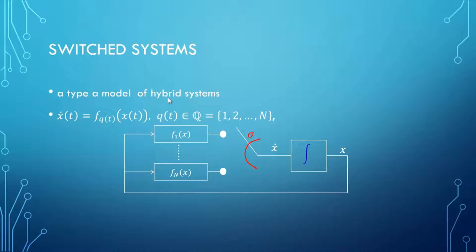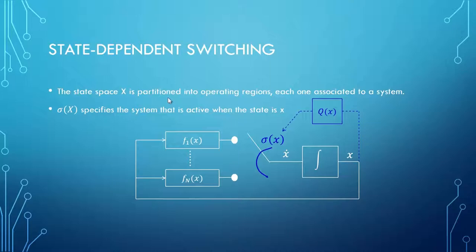The only discrete state is this sigma, which determines which system, which dynamics you are in, okay? So only one of these subsystems will be activated at one time, okay? And there are some rules. Here is state dependence region. So the switching, the decision making of this sigma x can be determined by a function of states. That's why we call it state dependence region.